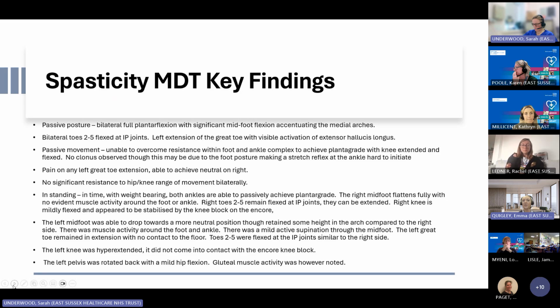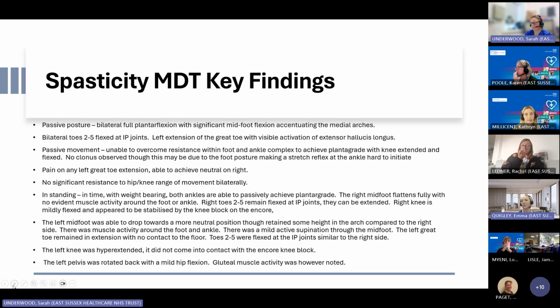So she obviously became known to the Spasticity MDT. So we went to review her. We actually reviewed her a couple of times. This is a bit of a holistic overview, but she was very difficult to assess because of the way in which she presented with her anxiety, but also trying to work out, was anything painful, or was that her anxiety making it appear to be painful, which we did feel was the main concern there.